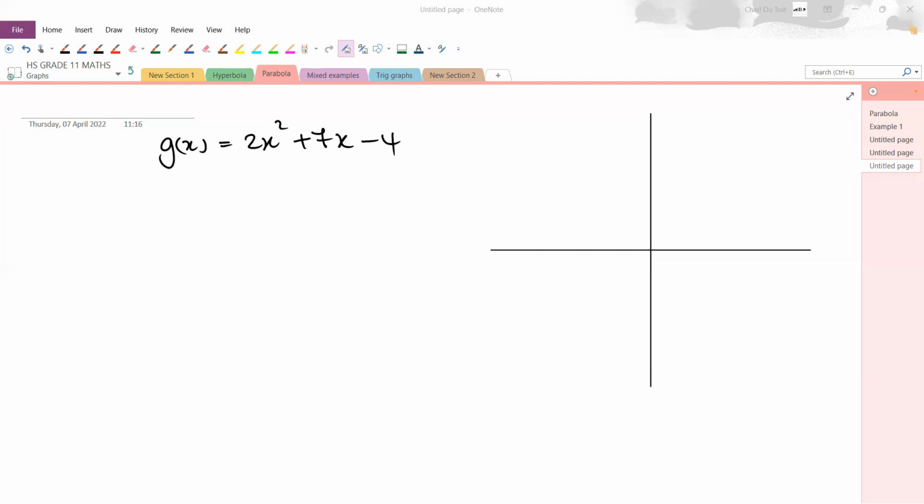Get the x-intercept first or the turning point first, doesn't matter. Then you do the rest. You have 2 minutes.